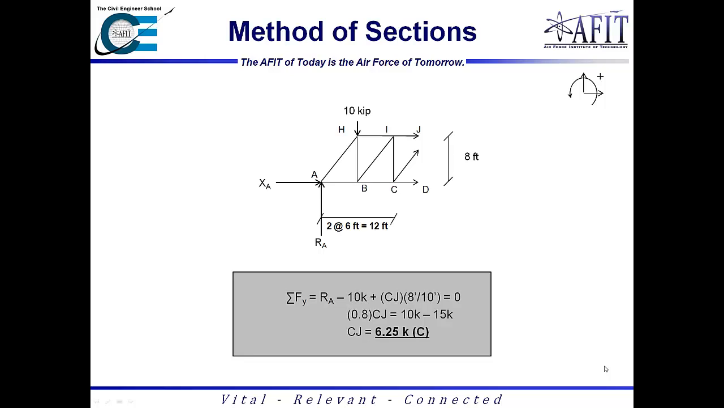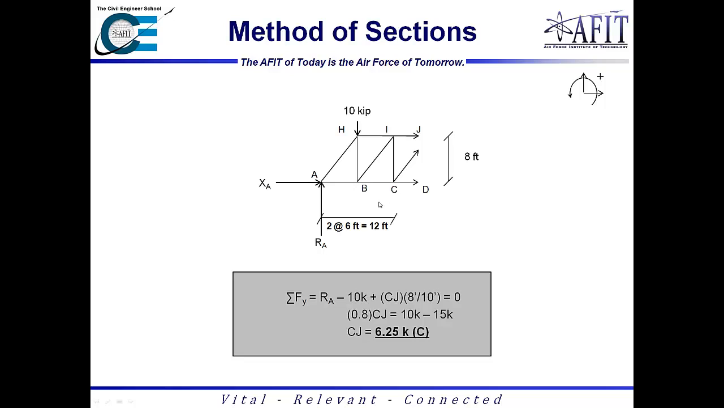As we did with the method of joints, before we start the method of sections, we have to solve for the external reactions. Before I can solve for the members of the cut, I have to solve for the external reactions at X sub A and R sub A. After I make the cut, I'm going to use these support reactions as well as the members exposed by the cut to solve for these members.